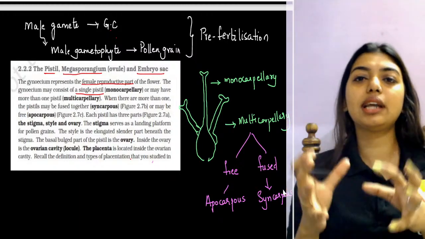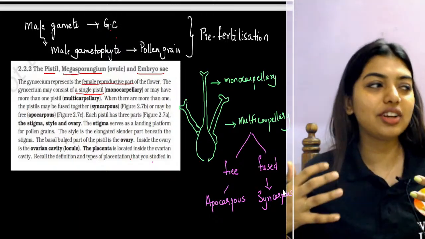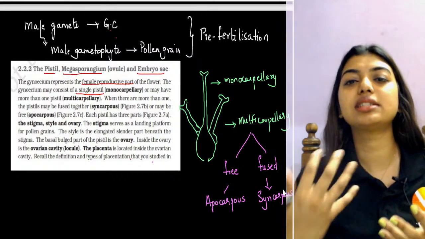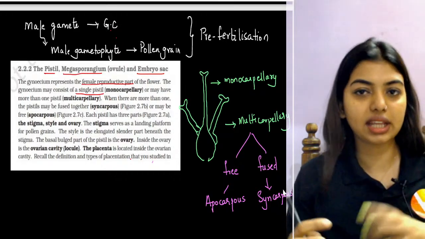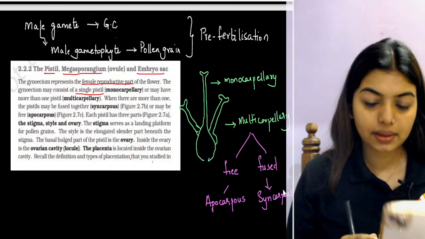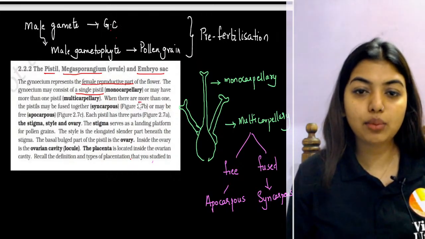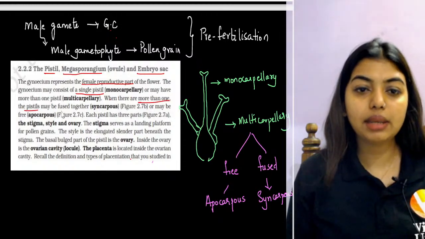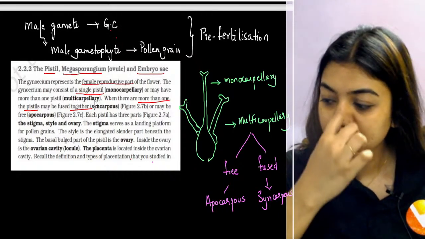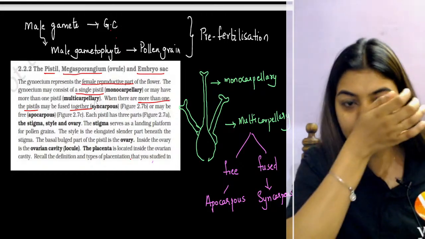In multicarpellary, single people have no option, they have to stay single. But if many people are there, they can decide on being free or going together, fused or free. Free is apocarpous, fused is syncarpous. Clear? When more than one pistil is fused together, it is called syncarpous. They may be free or fused.